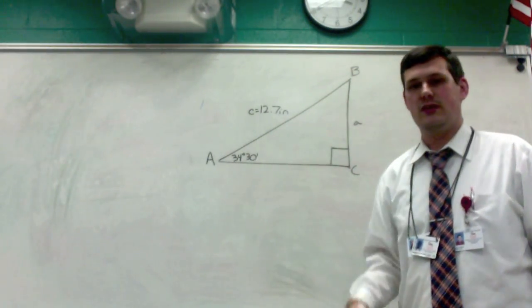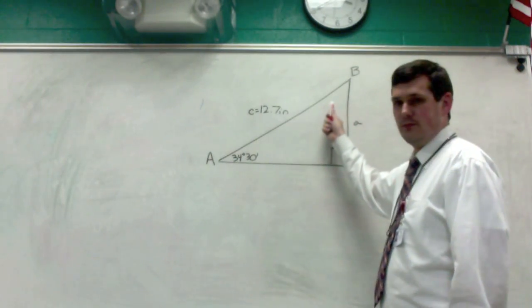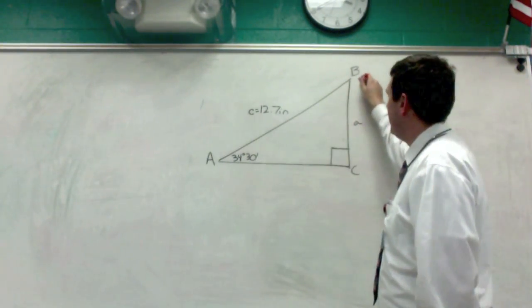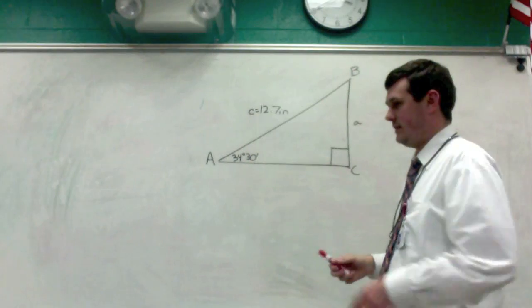Actually, the first step, the easiest step, is to find the second angle, because we know that angle A and angle B add up to 90.